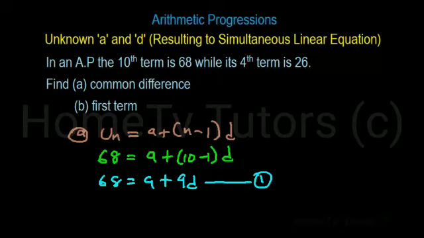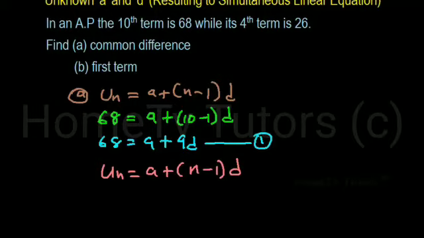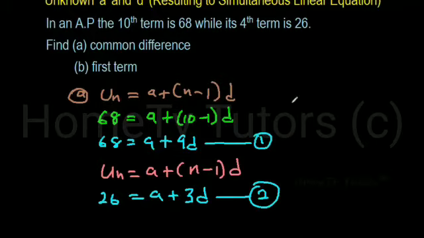Then we take the second term. Similarly, we use the same formula. Okay, so now we substitute the values. The fourth term is 26, then a is still unknown, then for n, since it's 4 minus 1, that's 3 times d, we have 3d. So we take this as equation 2.